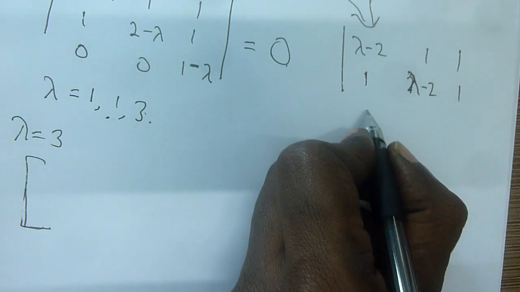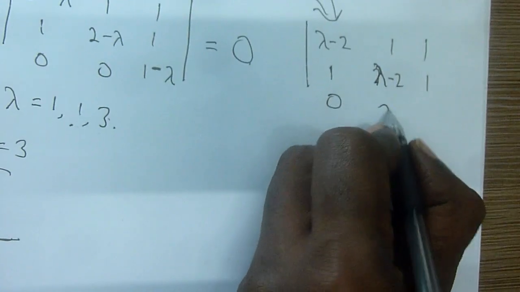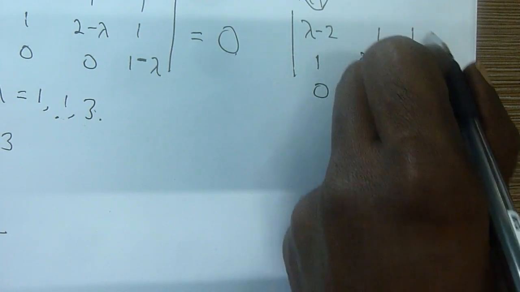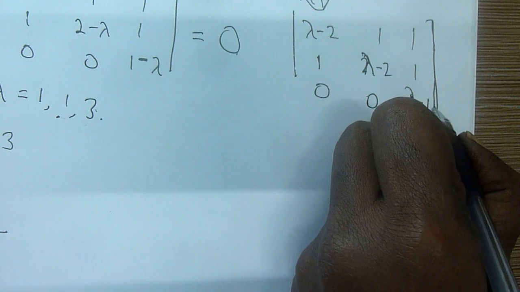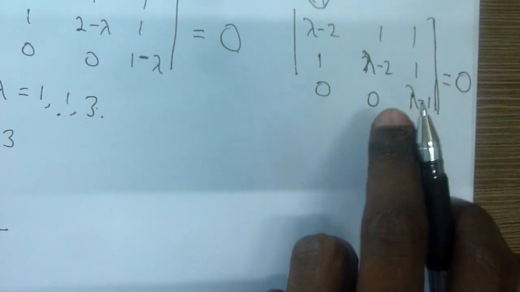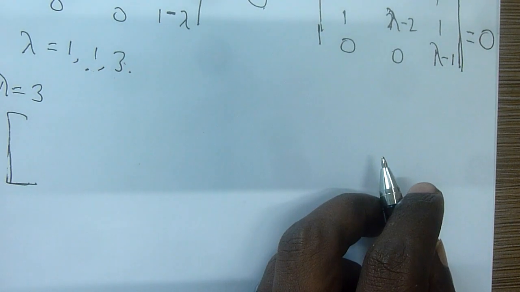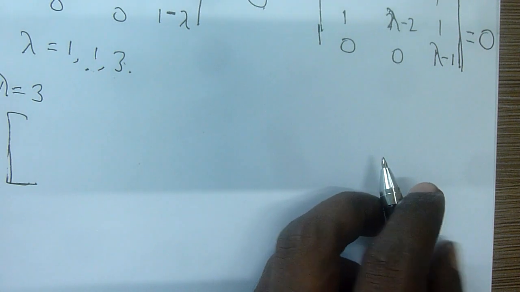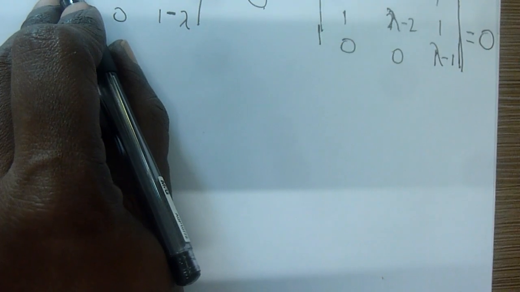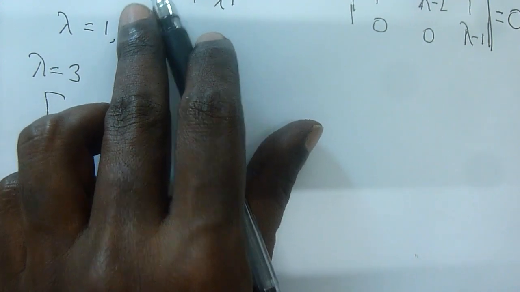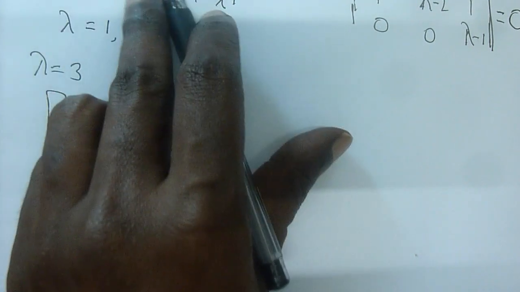2 1 0 0 1, lambda minus 1. Okay, I'm going to use this one for the solution. 3 2. Are they different? 3 minus 2, or this one? Okay, I will use this one. It's easy. Okay, same.